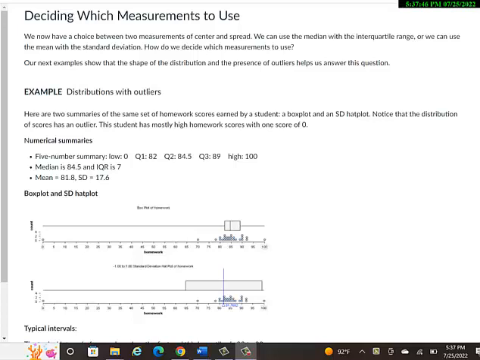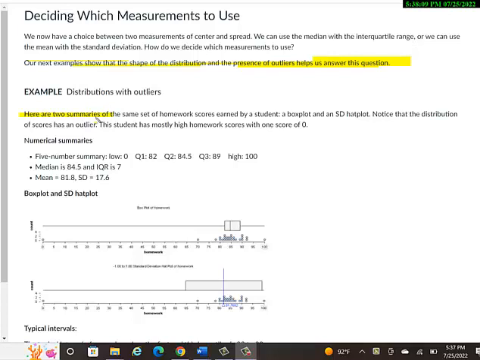So as we've gone through these pages, you might have asked yourself, how do you know when to use the mean with standard deviation, or when do you use the median with interquartile range? Those are your choices. I think it depends on the data set you're given. Our next example shows that the shape of the distribution and the presence of outliers helps us answer the question of which one to use.